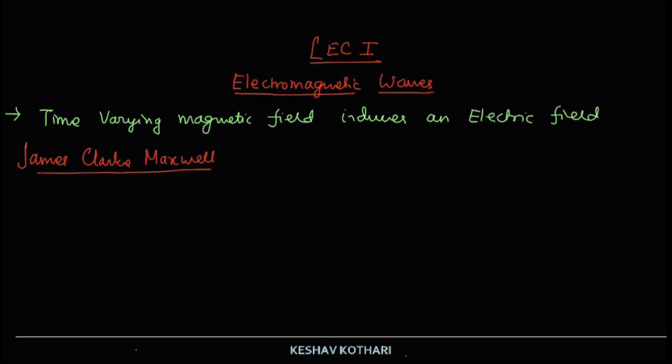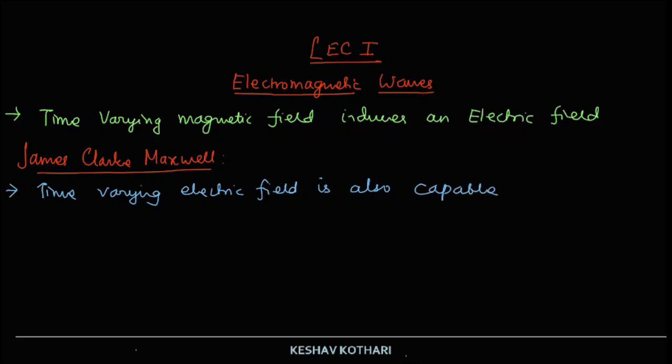Now over here, the man behind the electromagnetic wave development, James Clerk Maxwell, raised a counter question: can a time varying electric field also induce a magnetic field? The answer to this was found to be true, that is, a time varying electric field is also capable of inducing a magnetic field.